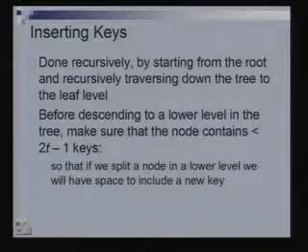What does that mean? As you are starting from the top, you check to see if the node that you are looking at already has its full quota of keys. What is the full quota? 2t minus 1. If it already has 2t minus 1 keys, then you are going to split that node right there and then, and only then proceed down the tree. Does everyone follow? So, we are going to start from the root and recursively travel all the way down to the leaf, but before we descend to a lower level, we make sure that the node contains strictly less than 2t minus 1 keys. If it has 2t minus 1 keys, then we split the node right there.